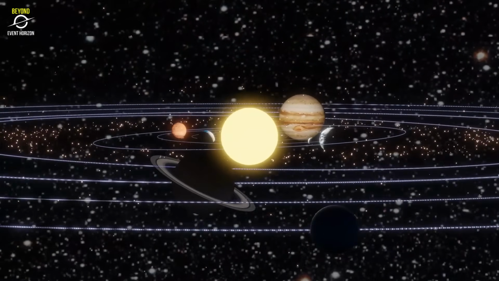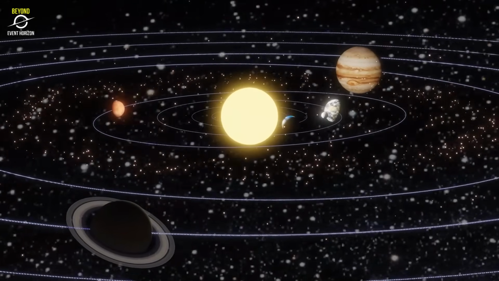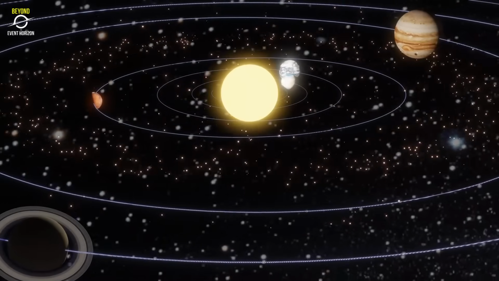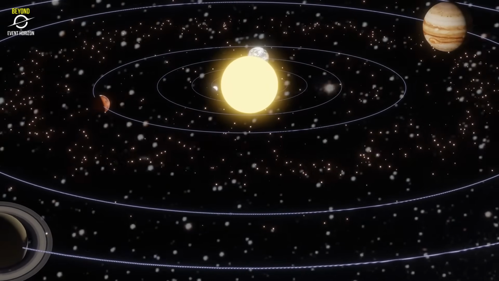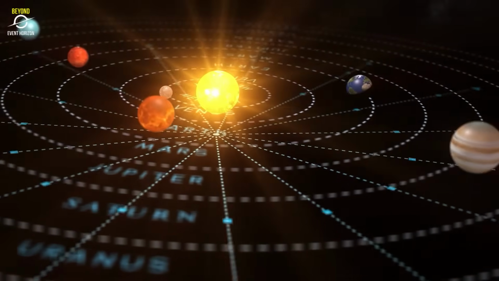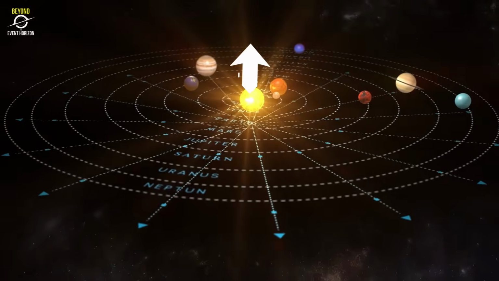Our solar system is usually shown as a flat disk, 8 planets circling the sun on a neat, tidy plane. It makes for clean diagrams, it's easy to visualize, but it raises an obvious question that most people never think to ask. What's above that disk?